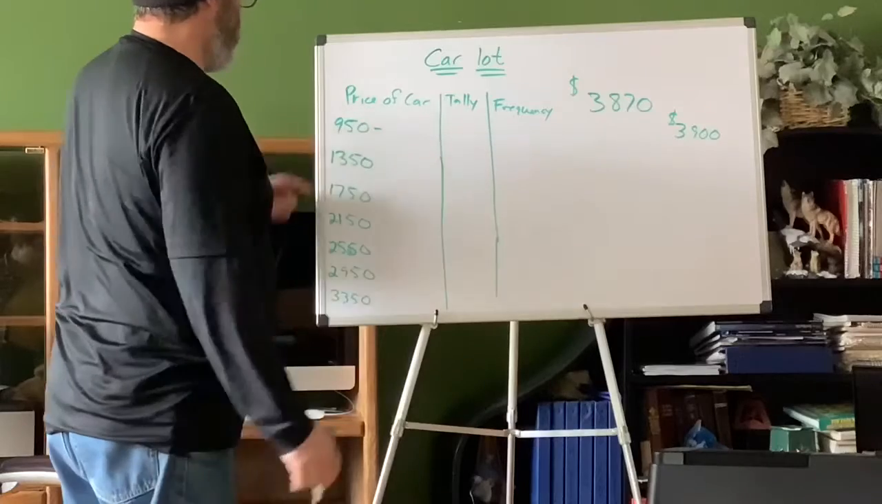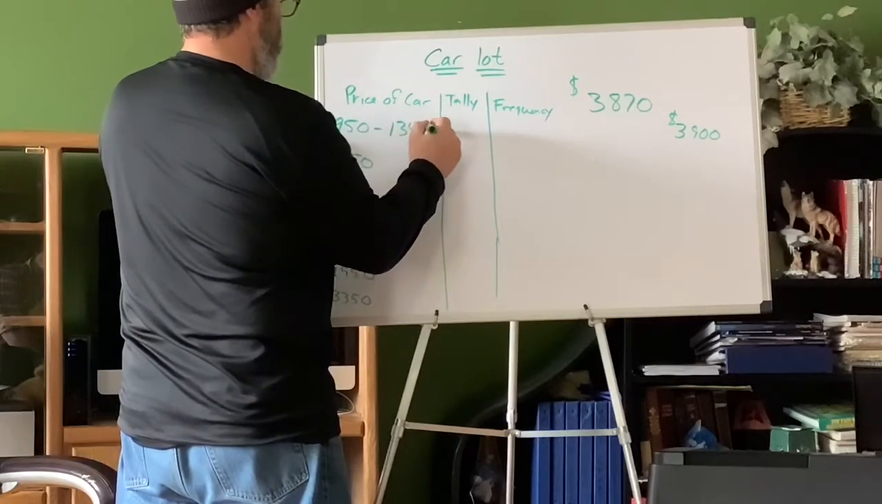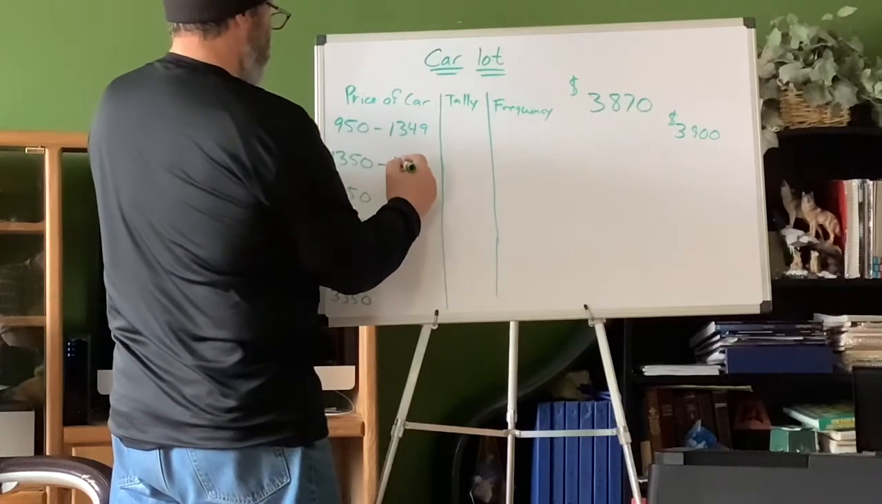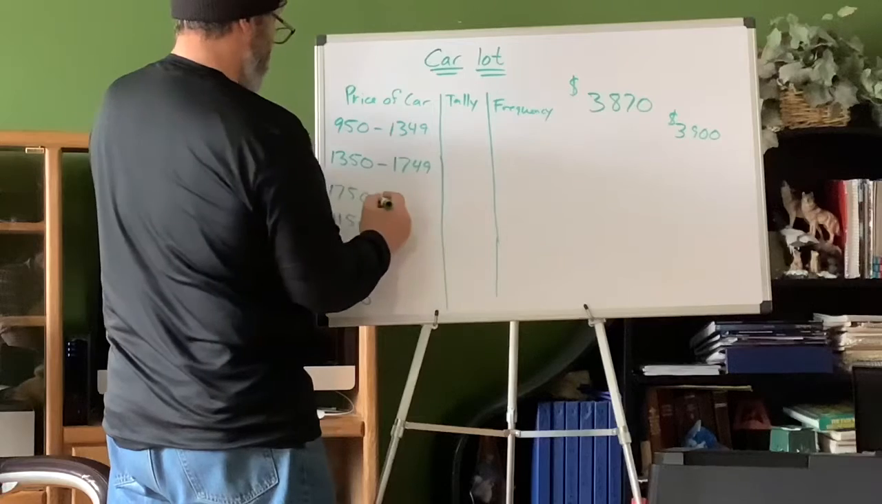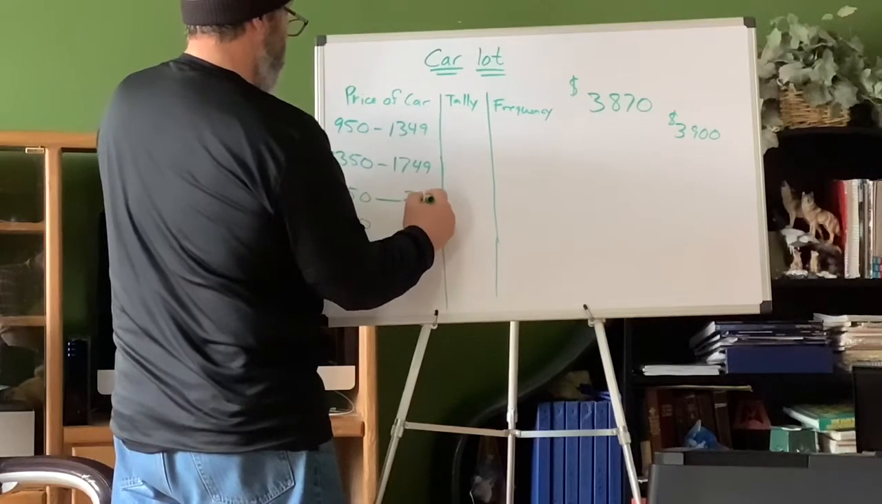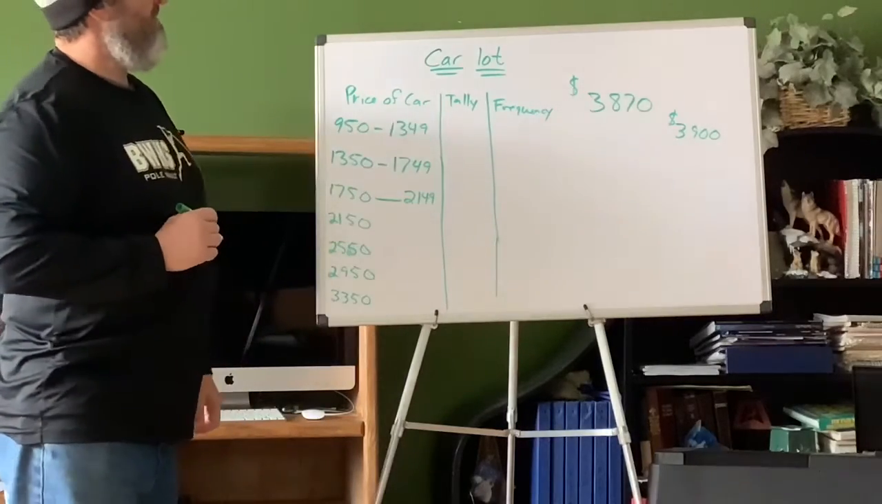Okay. But so then obviously this is going to have to be up to 1349. You see what I did there? One number less than this guy. So now this guy is 1749. This guy is going to be 2149. All right. So do you see how I built that?